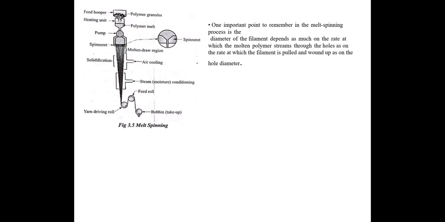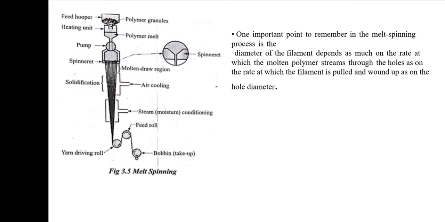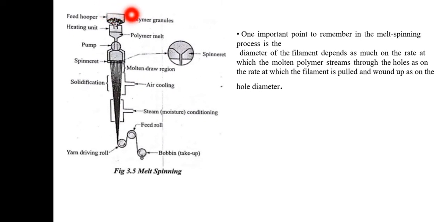So from the figure I will tell you about melt spinning. You just see here, this is the feed hopper. Polymer granules are placed in the feed hopper, and this is the heating chamber. After placing the polymer granules, they get heated and melted, and after that they go to the pump. Then they pass through the spinner rate. Spinner rate is nothing but one type of jali having fine holes. So that melted polymer passes through the spinner rate.